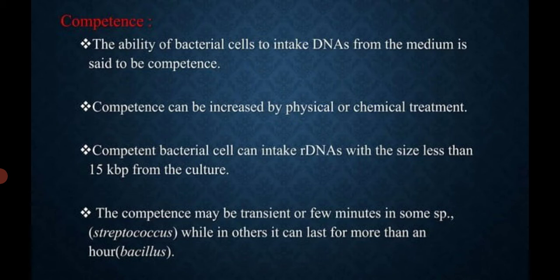Transformation occurs naturally or artificially. Natural transformation is observed in gram-positive bacteria like Streptococcus, Bacillus, and Thermoactinomyces. Natural transformation also occurs in some gram-negative bacteria like Azotobacter, Haemophilus, Acinetobacter, Moraxella, and Pseudomonas.